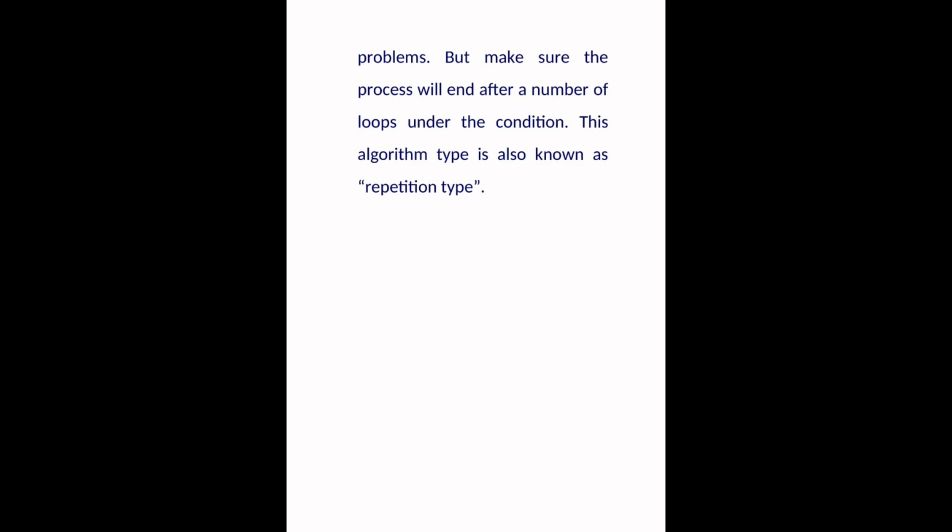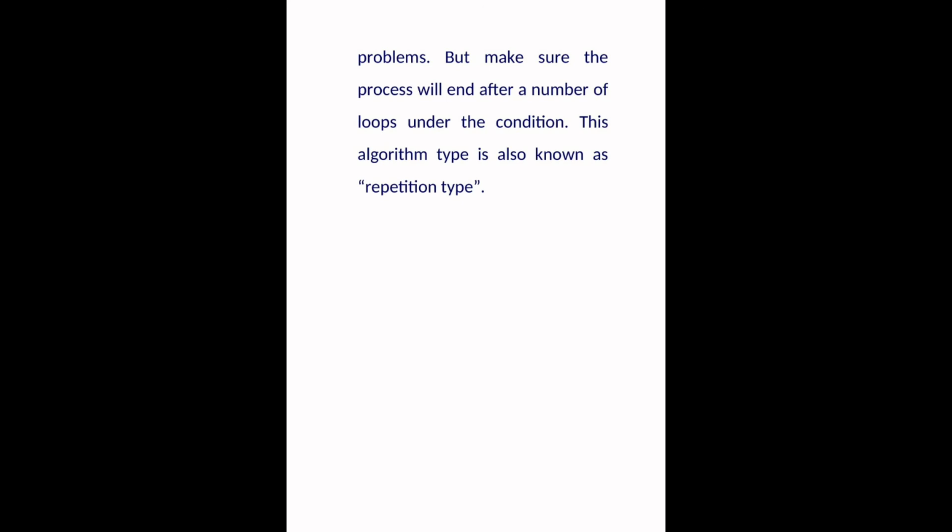After several repetitions of the condition, the repetition is called a loop. After several loops, the process ends, but make sure it ends after a number of loops under the condition. In this loop type algorithm, the condition is repeated. After many loops under the condition, the process ends and it gives the output. This is the loop type of algorithm.